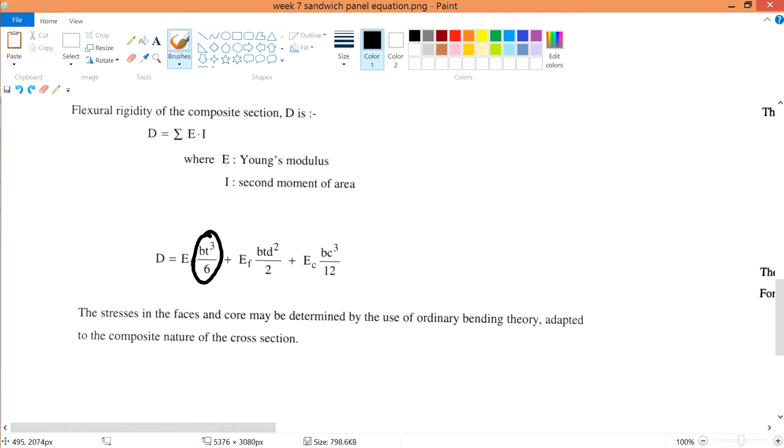So this thing over here is the I. This thing over here is also the I. This thing over here is IC. This is IF, the second moment of area of the phase. I think it's the top phase. This is the bottom phase, and this is the core, the second moment of the core. Okay, so hopefully this is pretty clear. So E can be this one and this one, and the I is this one and this one, so you're summing up all the EIs together. Okay, hopefully this is pretty clear.